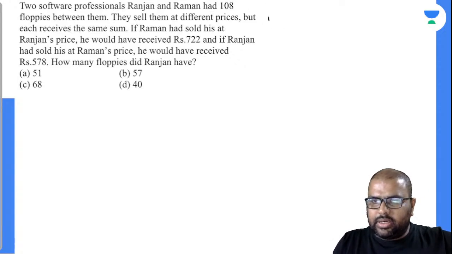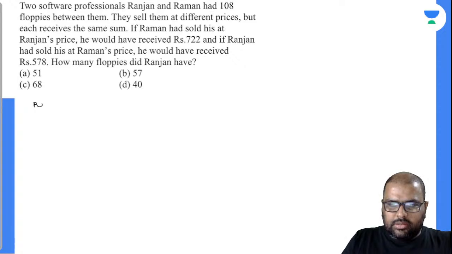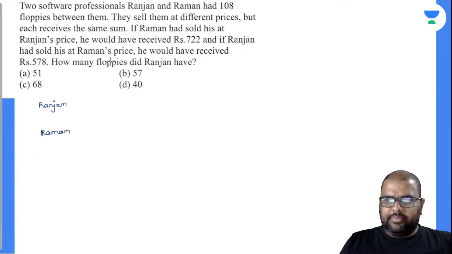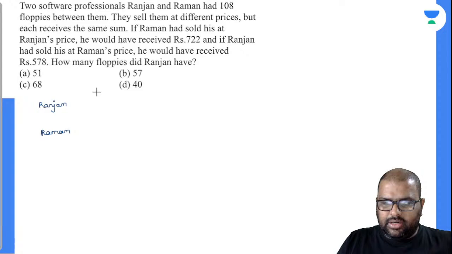I'll write down here Ranjan and Raman had 108 floppies between them. They sell them at different prices, but each receives the same sum, it seems. If Raman had sold his at Ranjan's price, first of all, let us suppose Ranjan sold X number of floppies, Raman sold Y. So the price, I'll write down the price here.